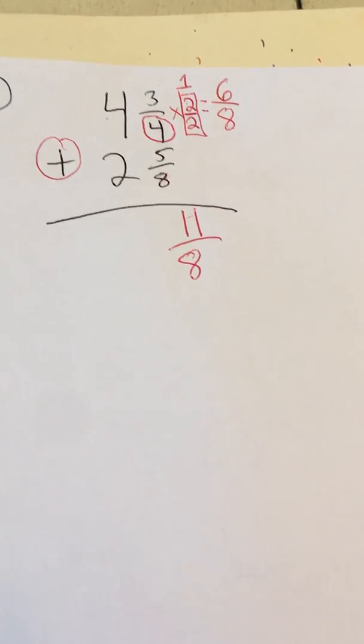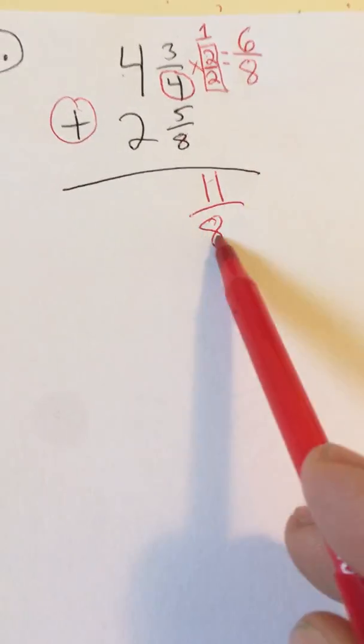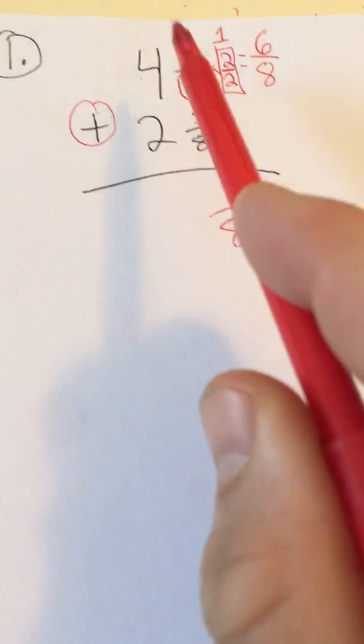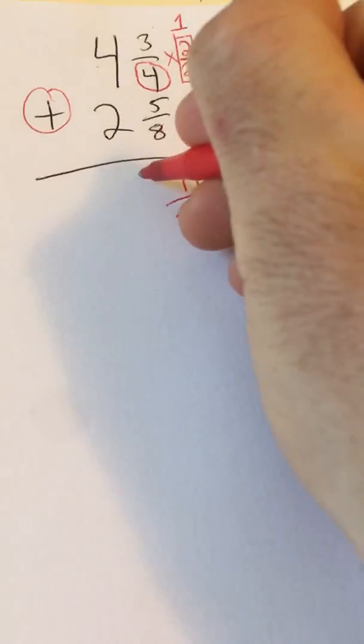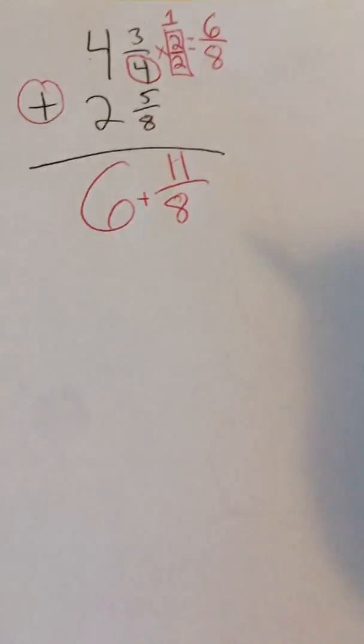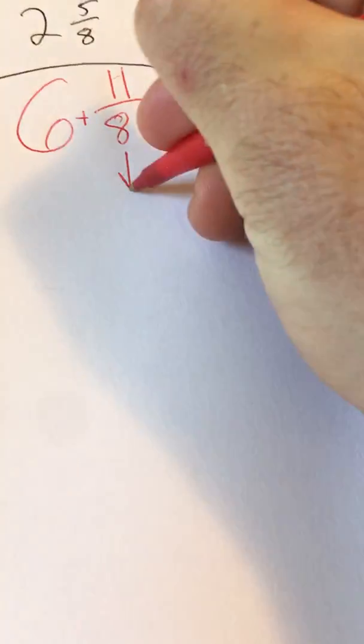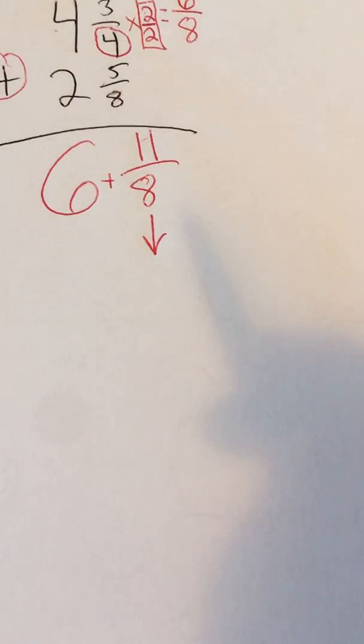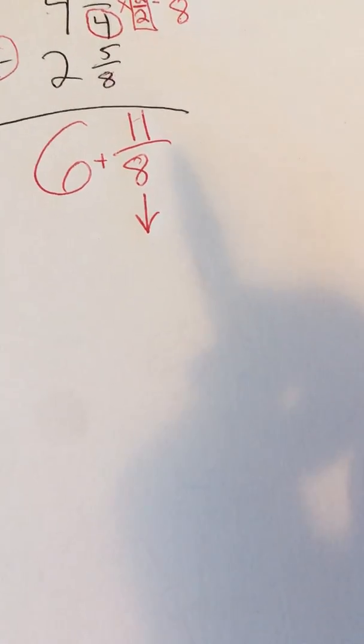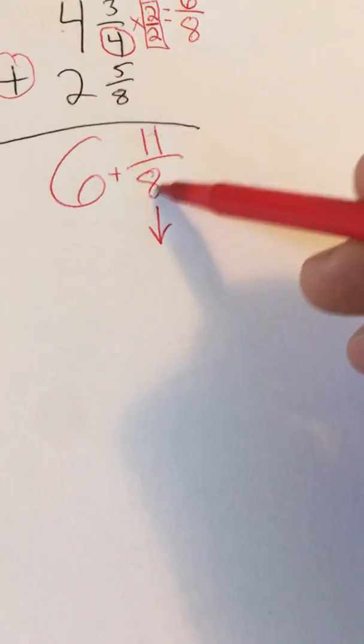Okay, so we have 11/8 there, so we're going to have to change that. This is an improper fraction. We'll do that in a minute. So 4 plus 2, we'll add the whole numbers, are 6. So we have 6 and 11/8. So 6 plus whatever 11/8 is. So we're going to turn 11/8 into a mixed number. So you do this by doing 11 divided by 8.